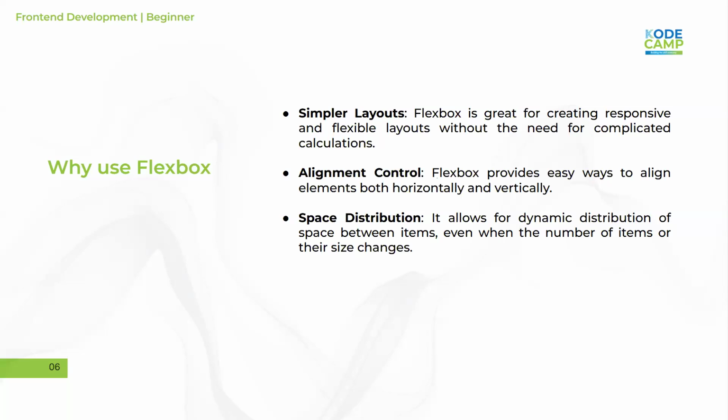If the elements are not aligned properly, you have to start doing some margin to the top, margin to the left, so that you can be able to see that, okay, all these elements are on a straight line. So, alignment control. Flexbox allows you to align elements horizontally and vertically without having to do margin, padding, to allow them to be.